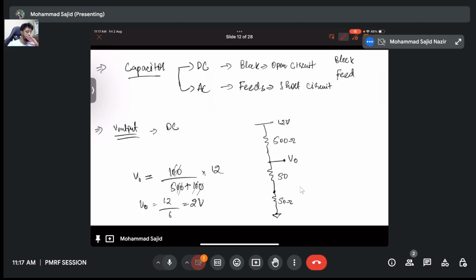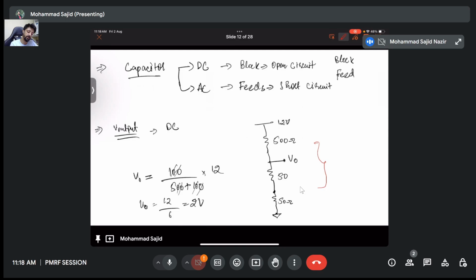So here it's written: capacitor, for DC, it blocks, open circuit, and for AC, it feeds, that is short circuit. So what does feeds mean? Feeds means it allows the signal to pass. So now for the DC, the capacitor is blocked, and we will get this equivalent circuit.